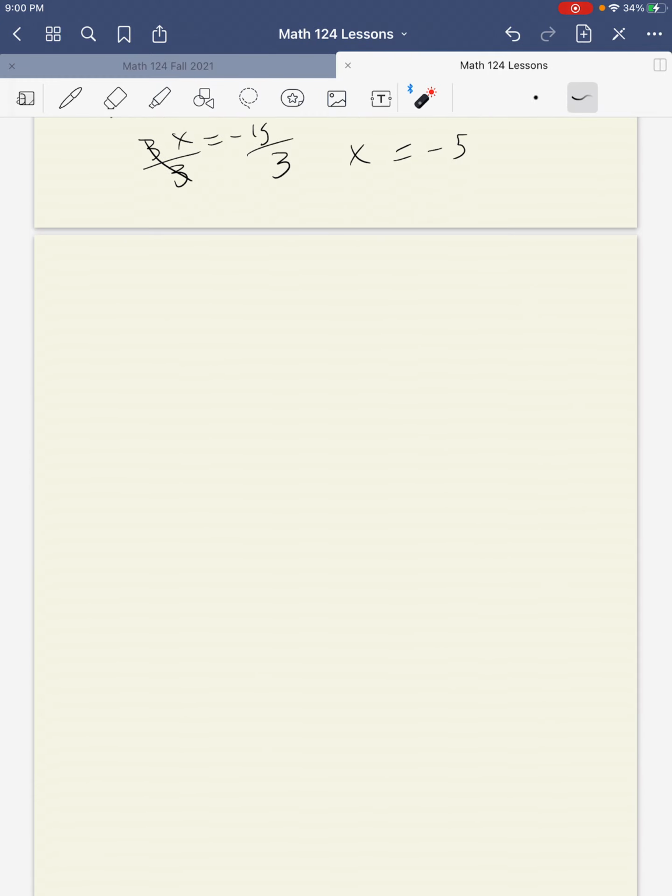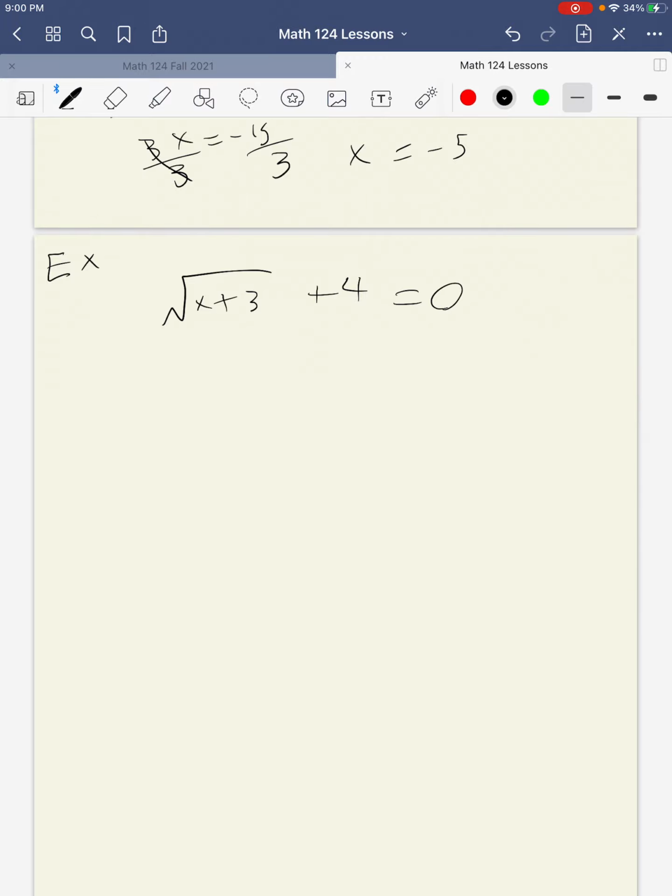I will now turn our attention to equations involving radicals. So that will be an equation like this, say square root of x plus 3 plus 4 equals 0. So a radical is something like this, square root, or as I mentioned earlier, it could be a fractional exponent. That's also a radical, just any type of root.